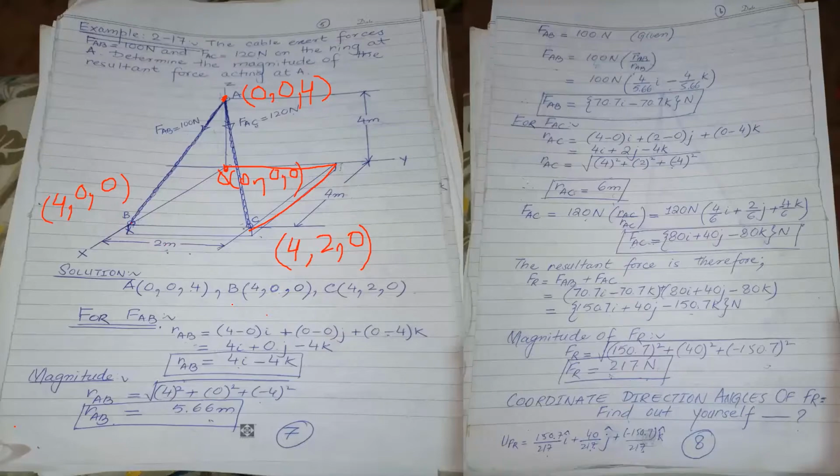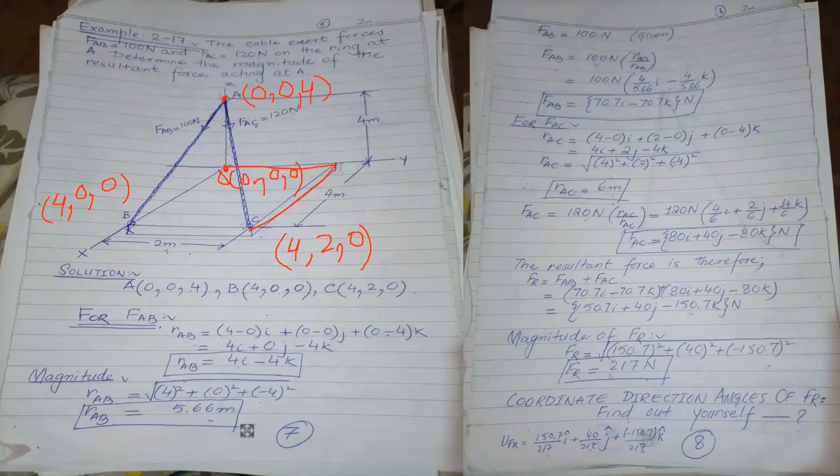Now what we have to do is work with the two forces. The magnitude of FAB is given to you, and the magnitude of FAC is also given. You have to subtract from B to A and C to A. For AB, you take the position vector RAB, subtracting the coordinates of B from A, which gives 4i plus 0j minus 4k. So you will get the RAB position vector.